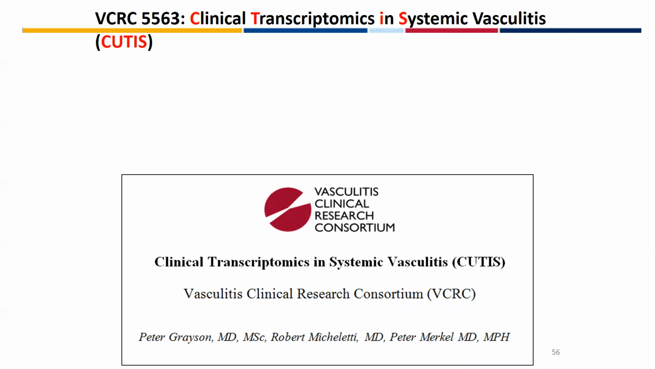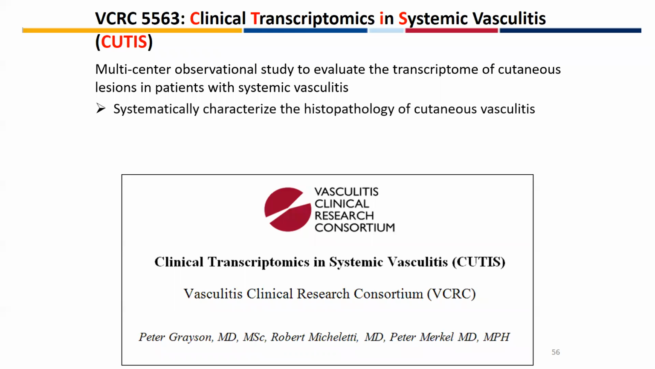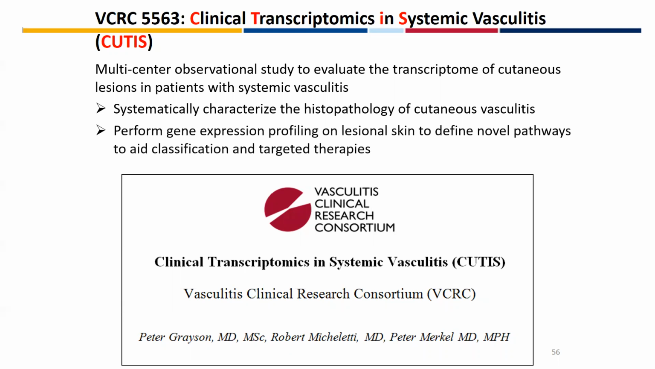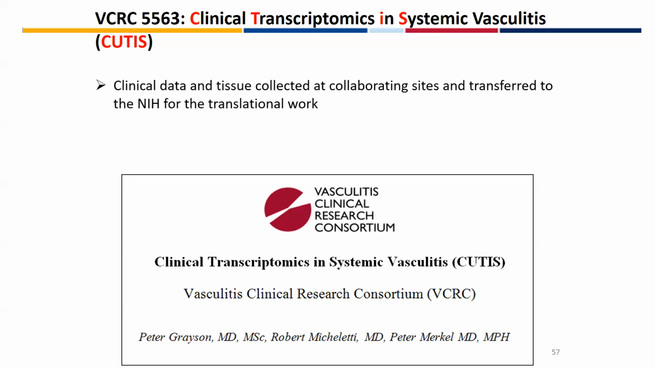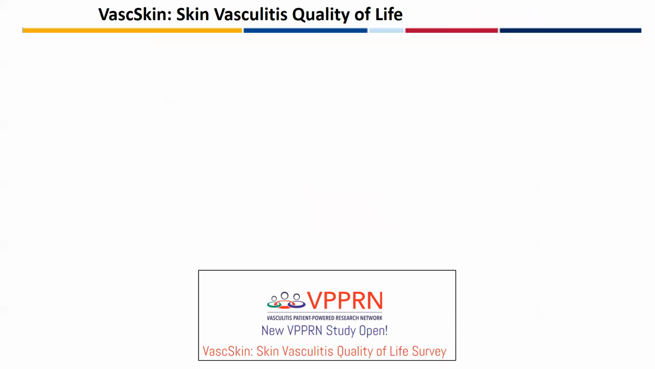Well, we're doing this study with the VCRC as well. It's called CUTIS, Clinical Transcriptomics and Systemic Vasculitis. And this is another multicenter study where we're evaluating the transcriptome of cutaneous lesions in patients with systemic vasculitis. We're systematically characterizing histopathology, and we're performing gene expression analysis on lesional skin to define novel pathways to aid in classification and targeted therapies. Our clinical data and tissue are collected at our collaborating sites and transferred to colleagues at the NIH for the translational work. And so far, we've enrolled 63 patients with all different subtypes of vasculitis.